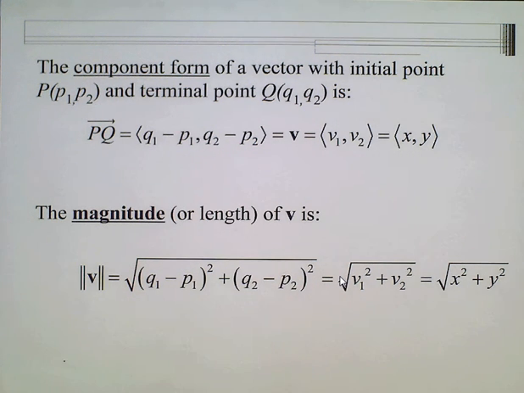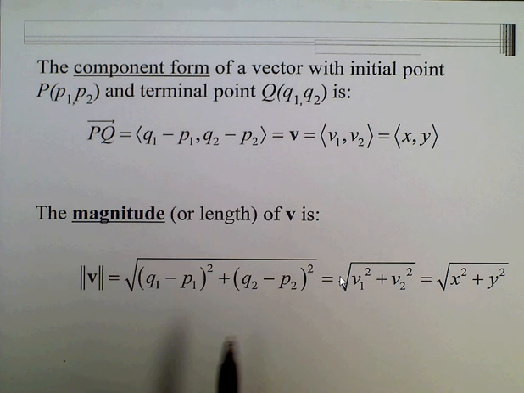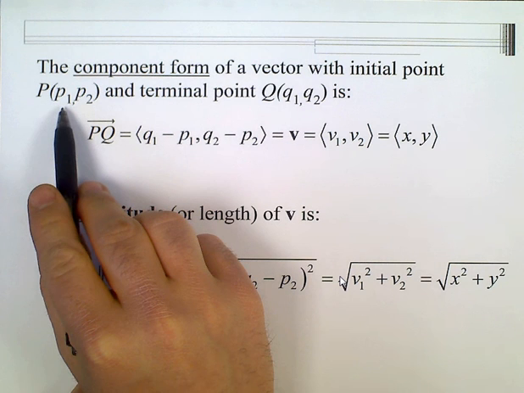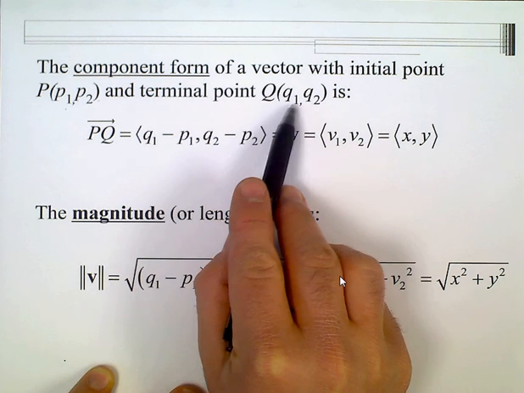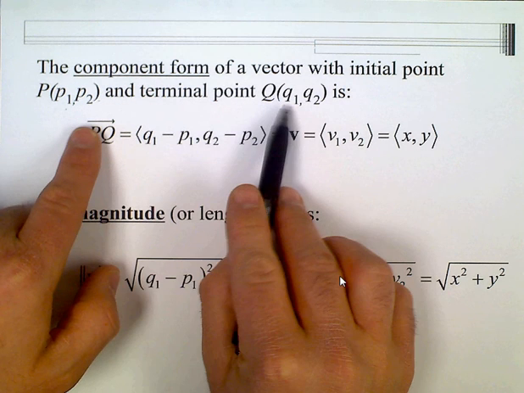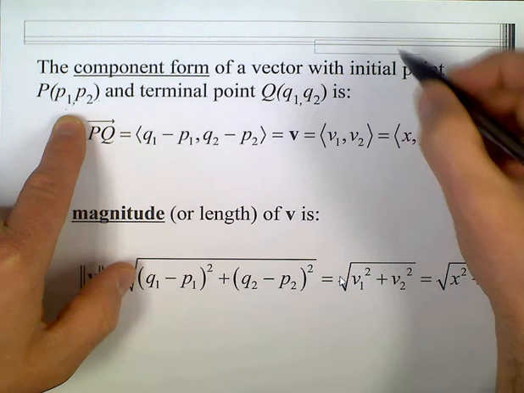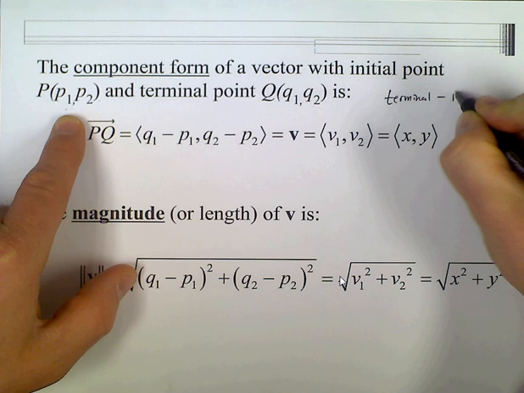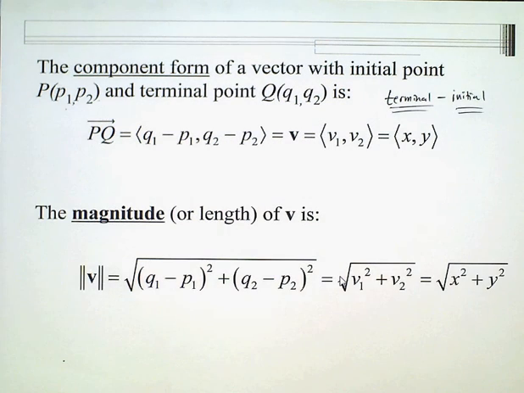The component form of a vector with initial point P and terminal point Q, basically what you're going to do is point P has the ordered pair P1, P2. Point Q has the ordered pair Q1, Q2. And what you do is you do the terminal point minus the initial point to get the x and y components of that vector. The big takeaway is terminal minus initial is the way we're always going to calculate that component form.